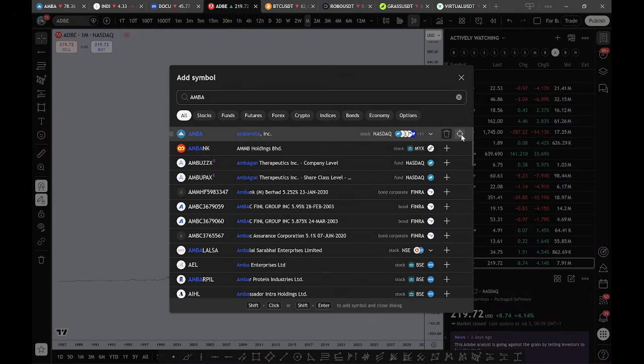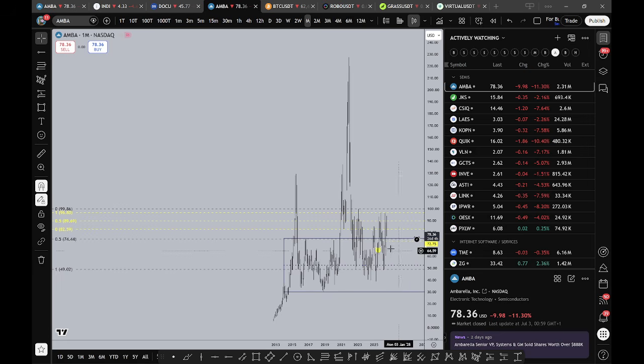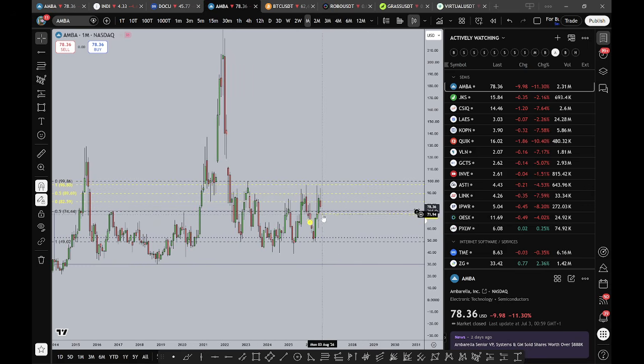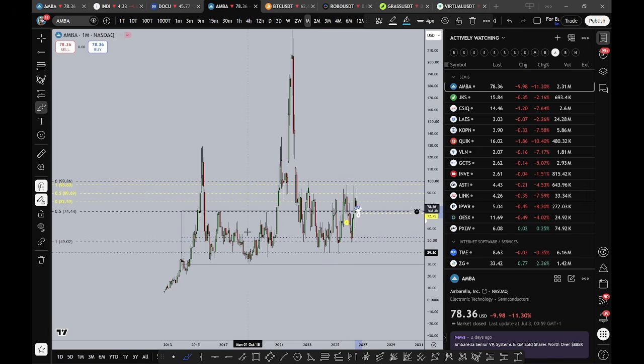Amberella, come here, semis. Semis getting hit hard. Yeah, but it's still above this range high, right? So if we get a quick wick down to this area and it holds, I'd still bid it, to be honest. I reckon, bro. Because the thing is, as long as you're above this range, well, we know we can play it to this range, right?